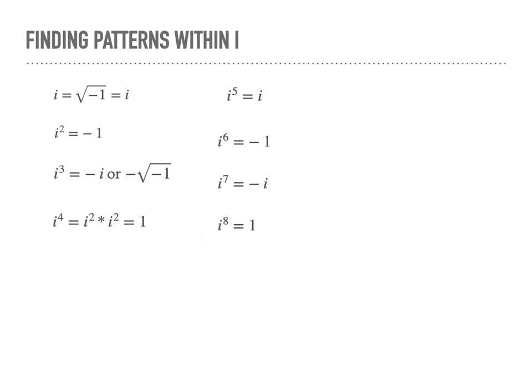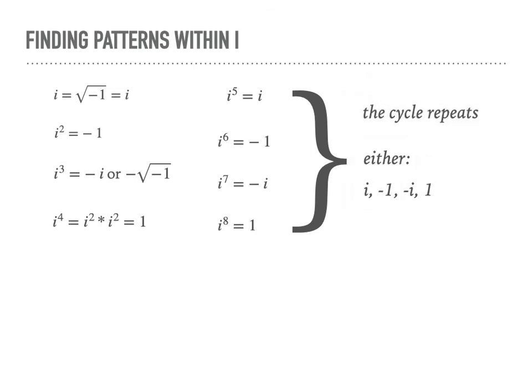Now you may be able to notice a repeating pattern, and indeed you are correct. This cycle does repeat. As you can see, i to the power of an integer value would end up as i, negative 1, negative i, or 1. And it actually follows that pattern. As you can see, i to the power of 1 is i, i to the power of 2 is negative 1, and so on. Now let's utilize this pattern.